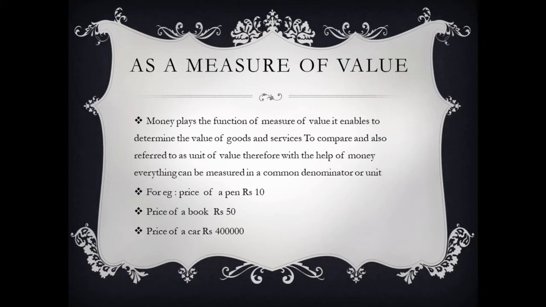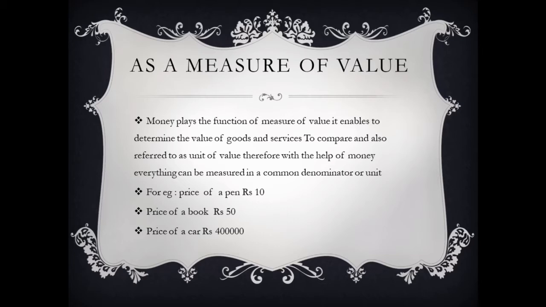For example, price of a pen rupees 10, a book rupees 50, and price of a car rupees 4 lakh. Value of the things are determined in a common denominator: rupees 10, 50, 100, 4 lakh, and so on. Thus, we can measure the value of any commodity or services in terms of rupee, that is money, as a measure of value.